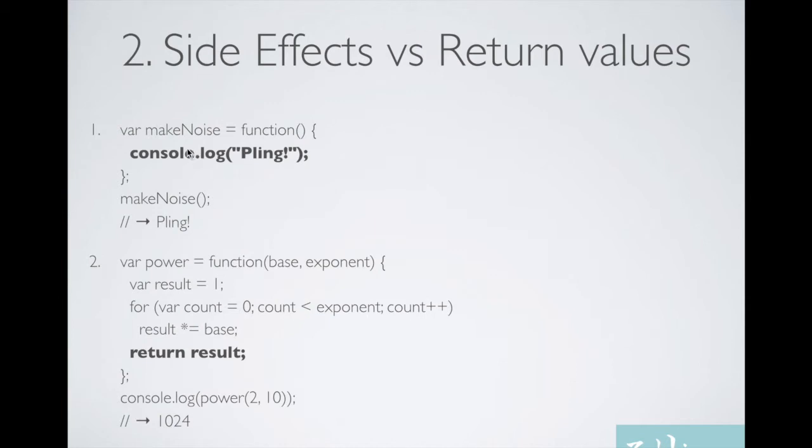So look at the first example. Console log, this function makes noise, console log string. That's what the function does for you. So that's a side effect. You will see something in the console. And the second example, this function returns the result to you. That's the return value we are talking about. What this function does is to return something to you so that you can use it in other parts of the program.